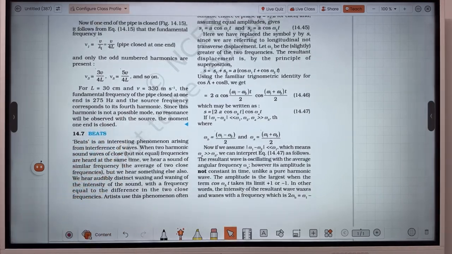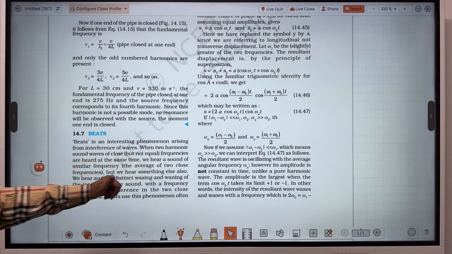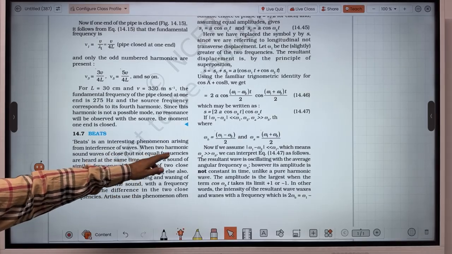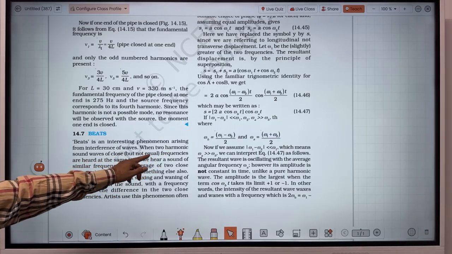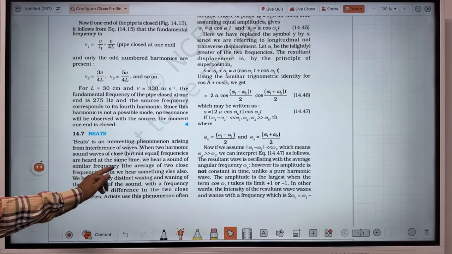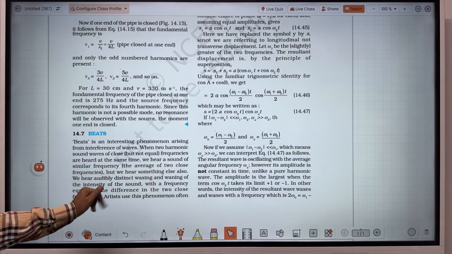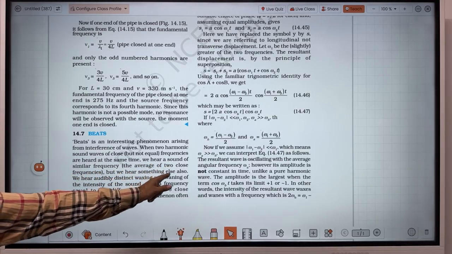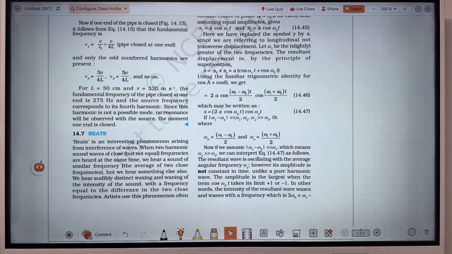Now we are going to see what a beat is. Beat means difference in frequencies. Beats are an interesting phenomenon arising from interference of waves. When two harmonic sound waves with close but not equal frequencies are heard at the same time, we hear a sound of similar frequency, the average of the two close frequencies, but we hear something else also.